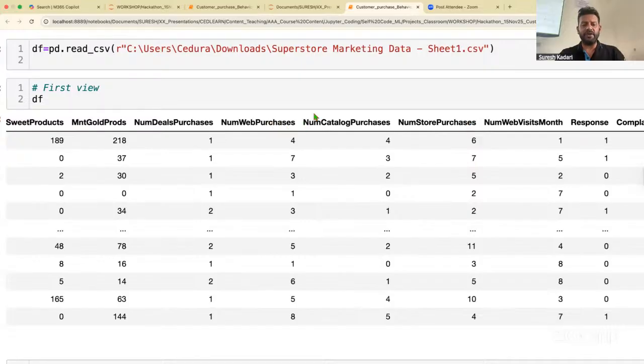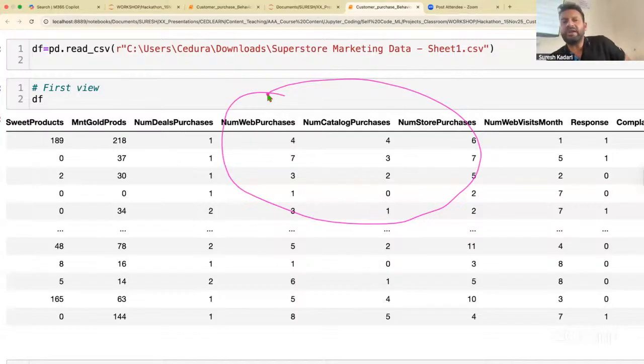Why do we need to analyze these things? Why does any company need to analyze these things?